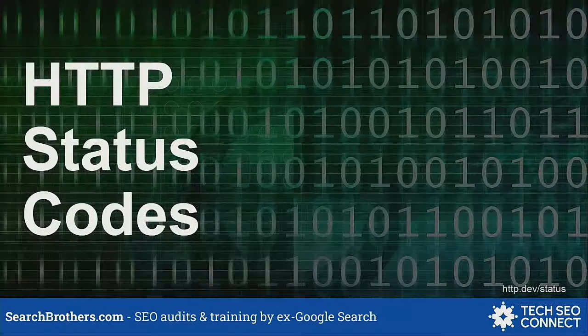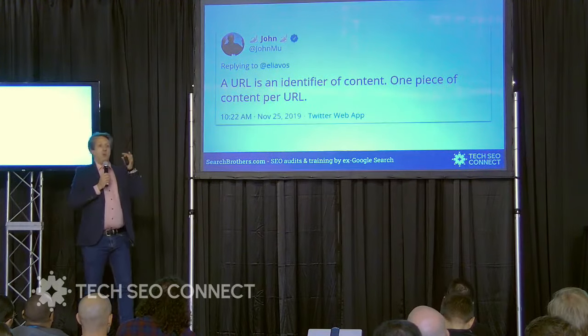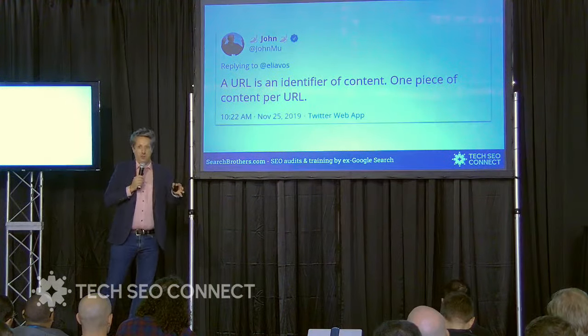John Mueller said this a few years ago very aptly. I must honestly say, he's not the first one to say it, not the last one to say it. The whole internet is based on this concept, on the World Wide Web at least. One URL per piece of content. A URL is an identifier for that piece of content. I really want you guys to keep that in the back of your mind going forward, because I come across too many SEOs that don't realize that. And we see too much duplication because of that.